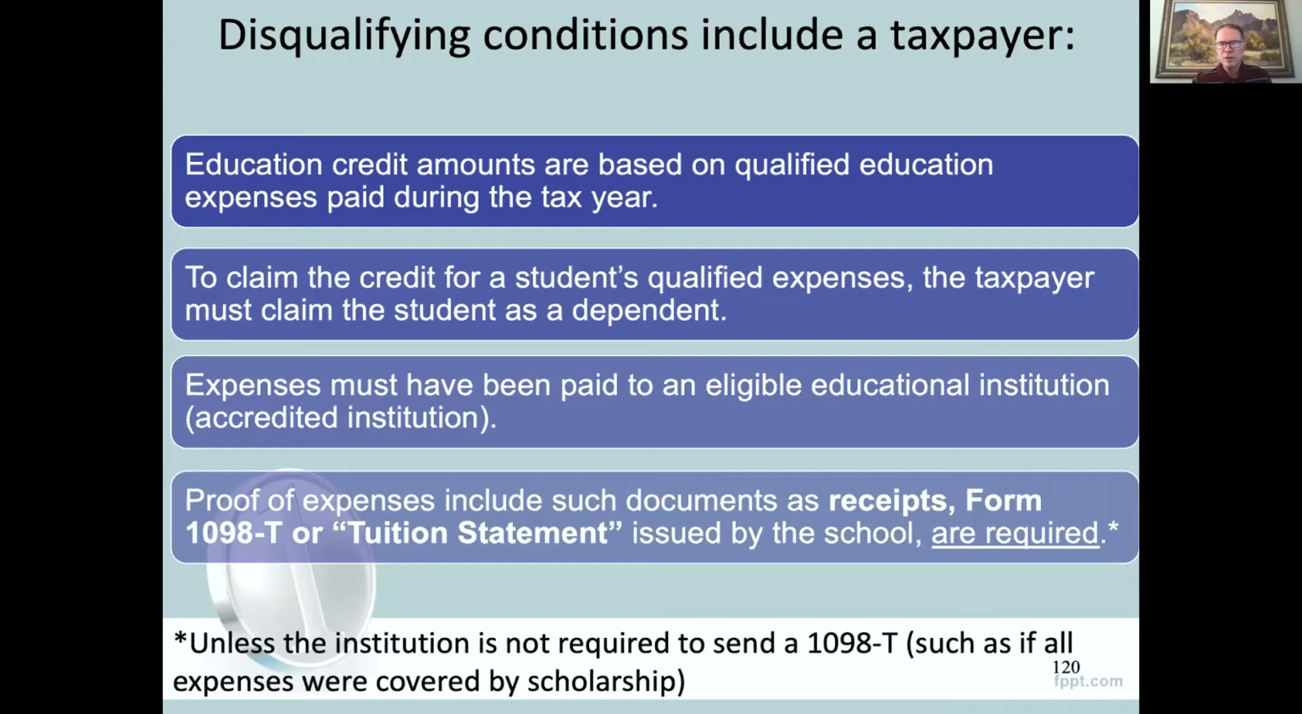Now, I put a little asterisk there because sometimes the institution is not required if, like, all of the expenses were covered by a scholarship. But generally, I would say almost all the time, the people come into us and they say, here's my 1098-T, and that's what we start working from. Now, the 1098-T, the tuition statement, is not going to cover every piece of qualified expense. So we'll get to that in just a couple slides, how to get some more information.